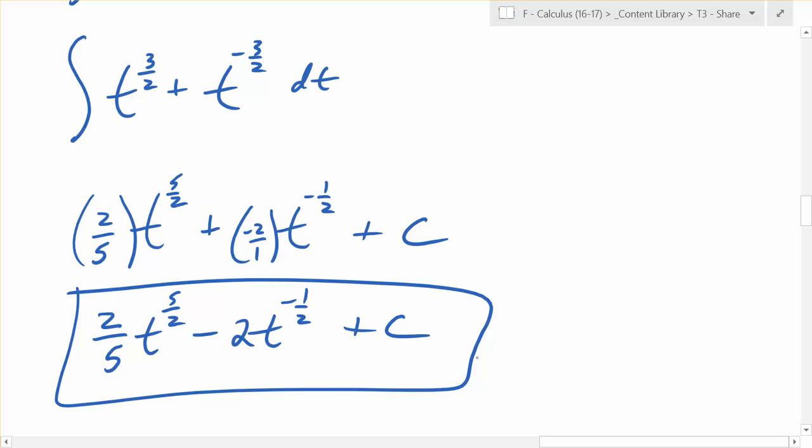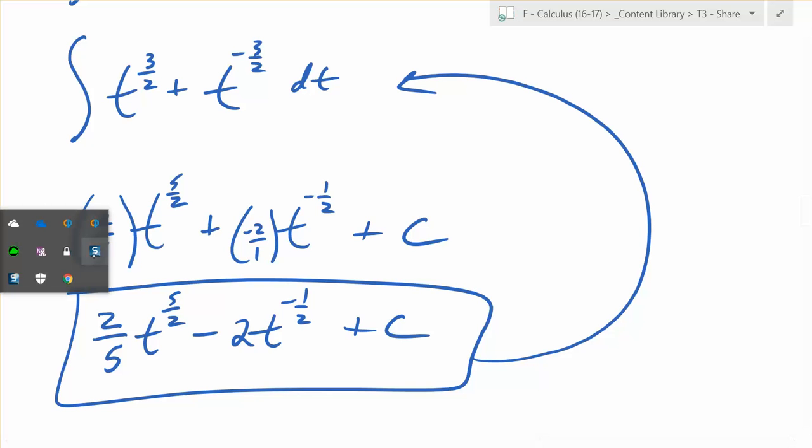Take the derivative and then hope it comes out to be that right there. That's it. And that plus c is important, everybody. That plus c is important.